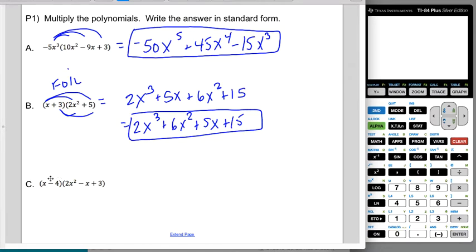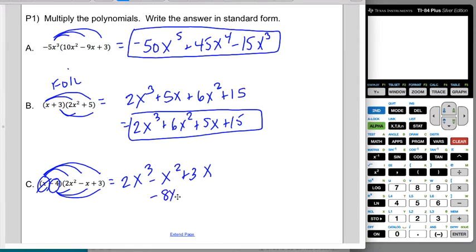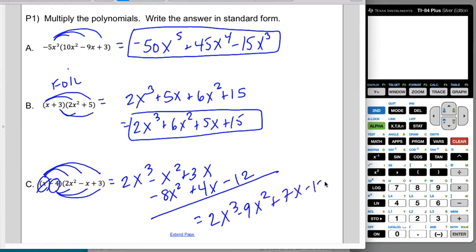For the last one, I'm going to distribute the x first, and I usually circle them and cross them off. So I'm going to get a 2x cubed minus an x squared plus a 3x, cross it off. Then I'm going to distribute a negative 4. When I distribute negative 4, I'm going to get a minus 8x squared, which I conveniently write under the existing x squared because it makes my life easier, a plus 4x, and a minus 12. So when I combine my like terms, I get that this equals a 2x cubed minus a 9x squared plus a 7x minus a 12. And that's in standard form.